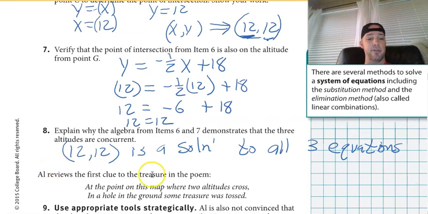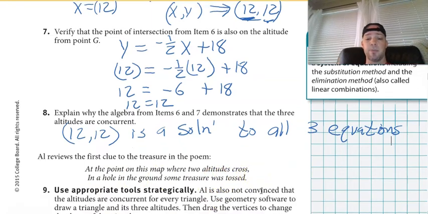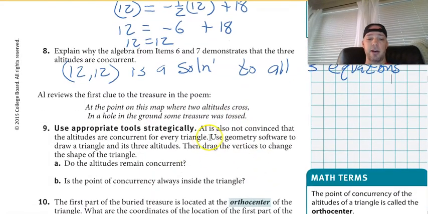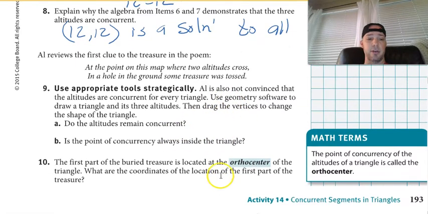Al reviews the first clue and says at the point on this map where the altitudes cross is a hole in the ground where the treasure was tossed. So apparently we've identified it. However, he's also not convinced that altitudes are concurrent for every triangle. Maybe for some other types of triangles they cross at different points. So it says to use some geometry software. Let's go ahead and do that, move some vertices around, and see if it stays concurrent.